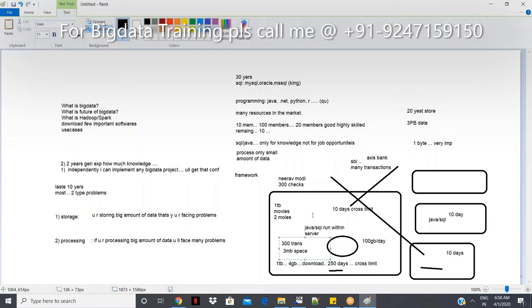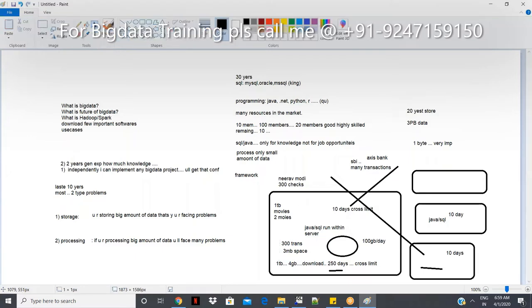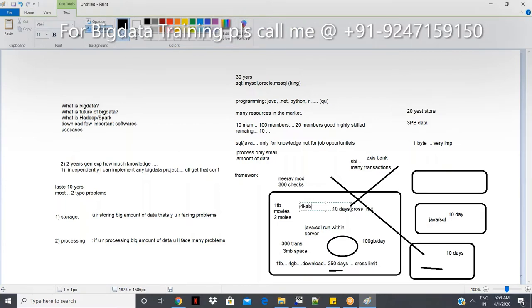For example, at the bank ATM, you are depositing 100 crores. At that time also, it generates only 4 KB of data. If you are withdrawing 10,000, at that time also it takes only 4 KB. Don't imagine that storing 100 crores means 10 GB of data will be stored. Don't feel like this. Whether it is 100 crores or 1 lakh or 1 rupee, it occupies only 4 KB.